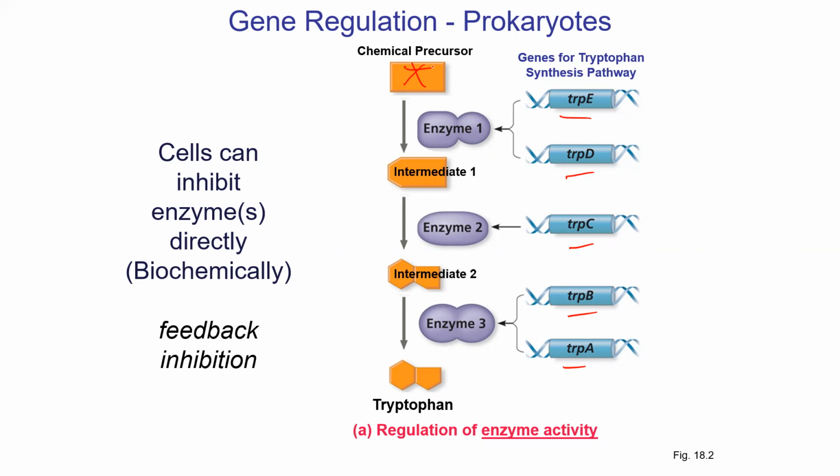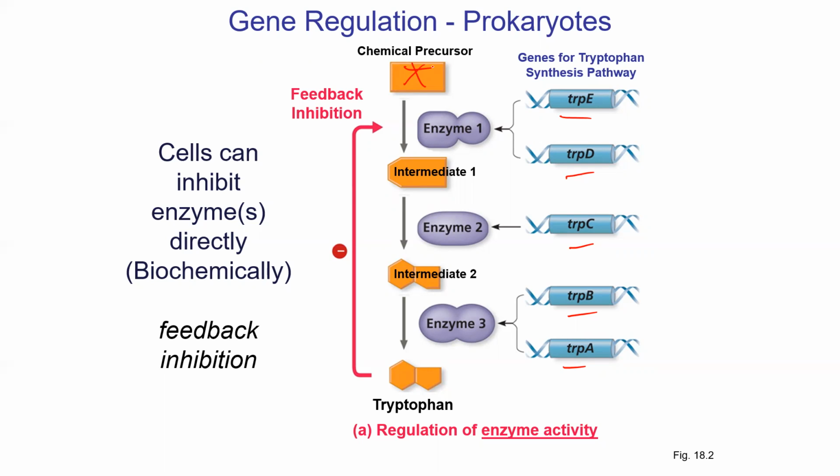So we can regulate this pathway by usually turning off the first enzyme. This is a type of feedback inhibition. That means that the tryptophan is probably binding enzyme 1 and then turning enzyme 1 off, and you're saving all the materials here along the way.